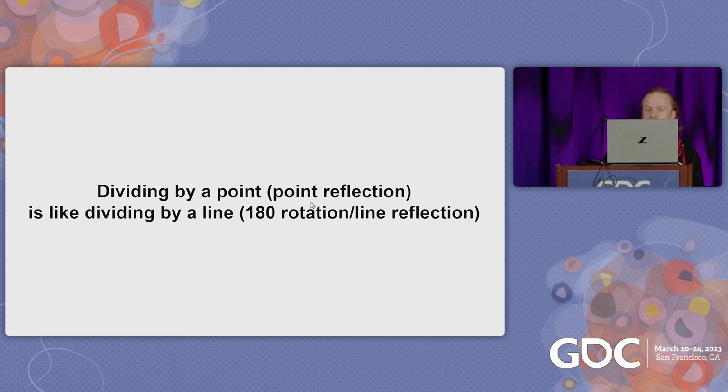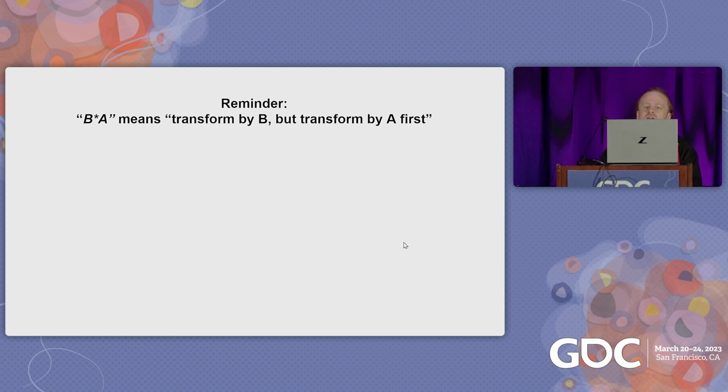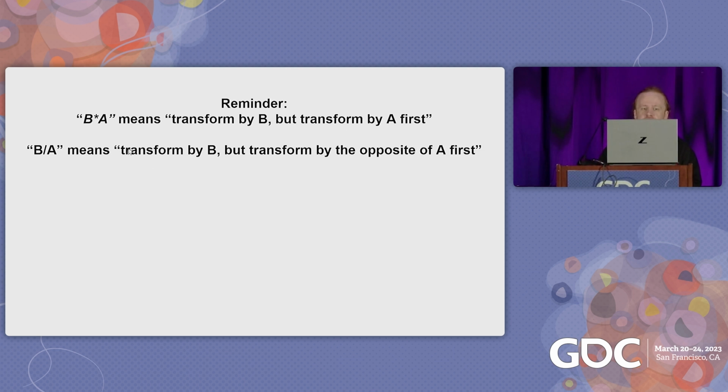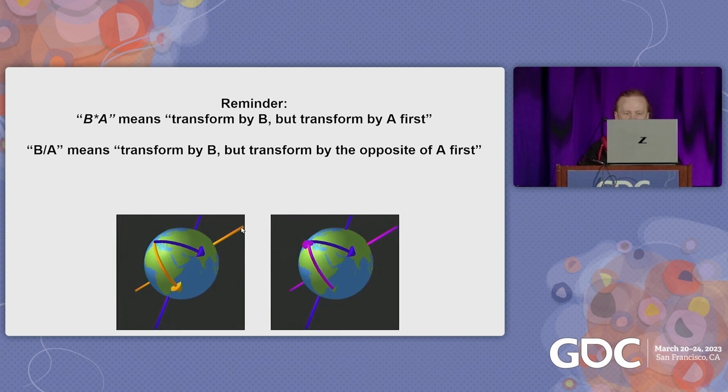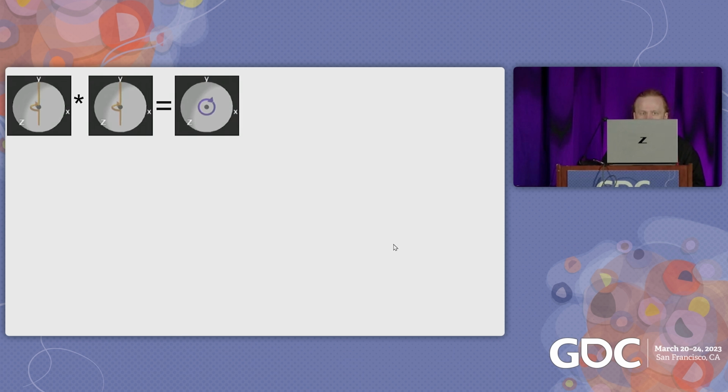Dividing by a point, which is a point reflection, is like dividing by a line, where a line is a 180-degree rotation or a line reflection. Okay, first a reminder of why we want to divide by things. B multiplied by A means transform by B, but transform by A first. B divided by A means transform by B, but transform by the opposite of A first. And we saw that in the case of these rotations.